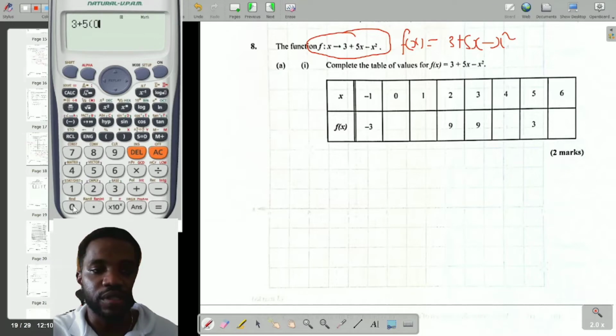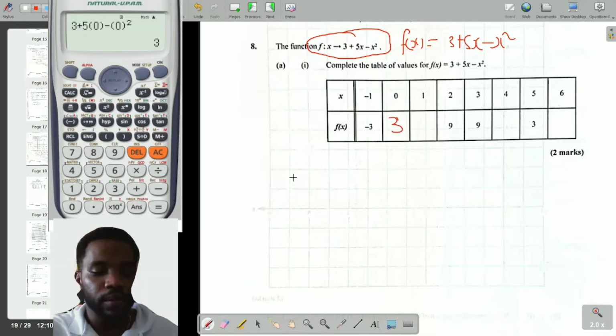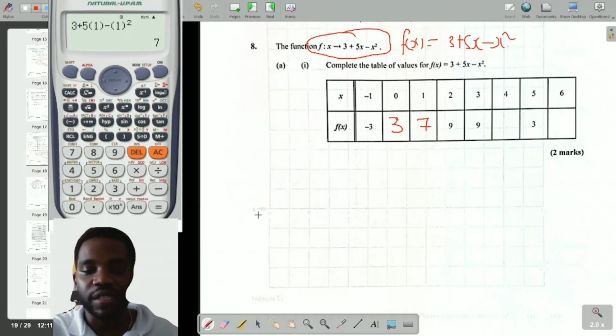I can use the bracket, put 0 in there, close the bracket, minus, open bracket, I'm going to have 0 in there, and I'm going to square it. Although I never need to put in the 0. Once 0 squared is 0, 5 times 0 is 0. But just to show you. So you're going to get 3 here. Now for the next value, all you have to do is go back and change the 0 to 1. So let's go back. Delete, put 1 there, come across, delete, we put 1 there, we press equal, we're going to get 7. We're going to do the same thing for 4 and 6.